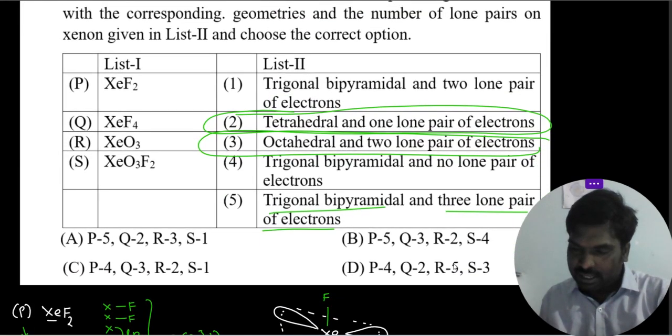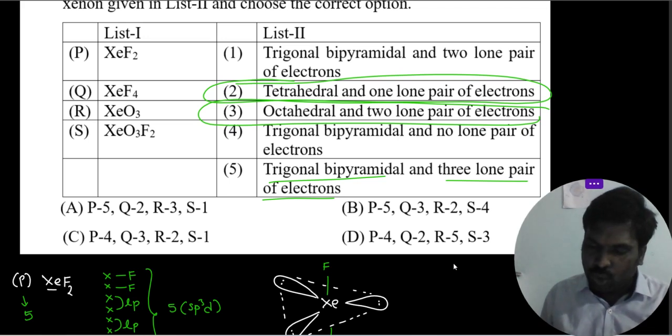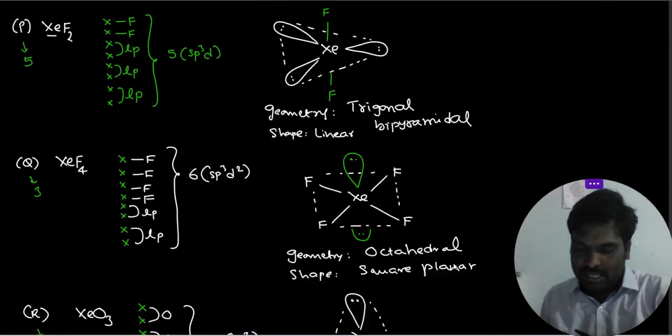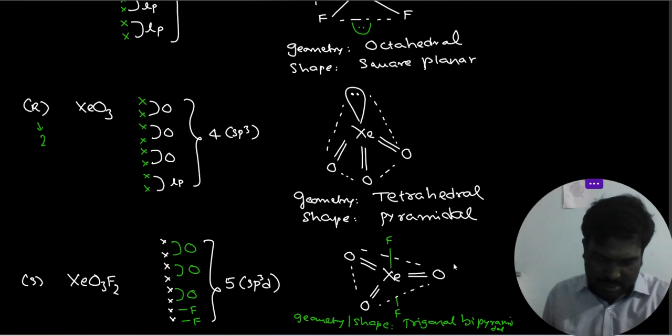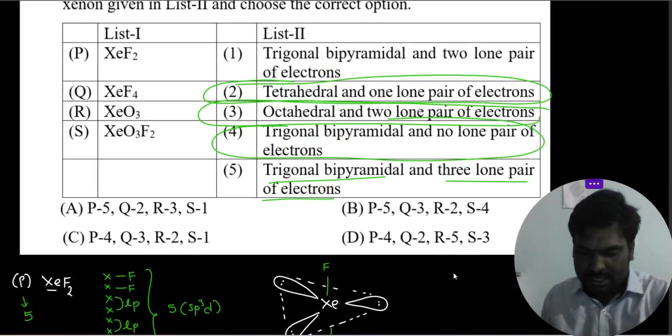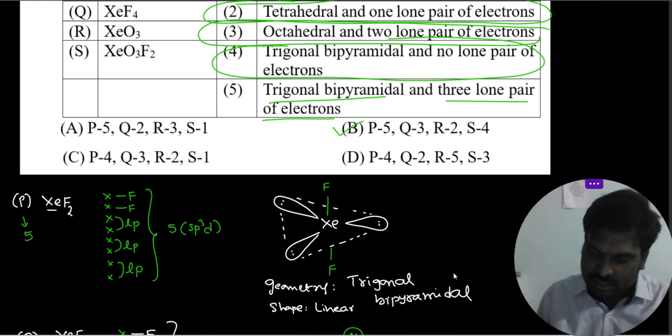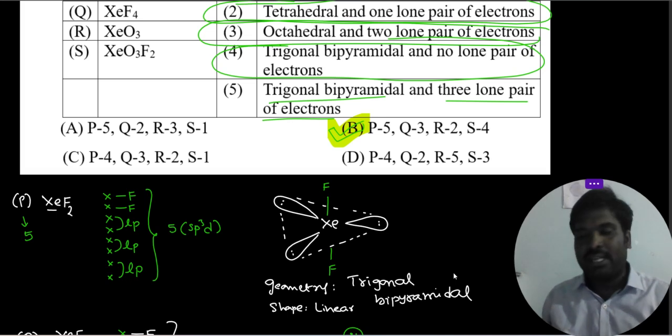So which one is it matching with? The fourth one: trigonal bipyramidal, no lone pairs of electrons. So 4 is matching. I hope everyone understood this one. Then which option is the right answer? B is the right answer.